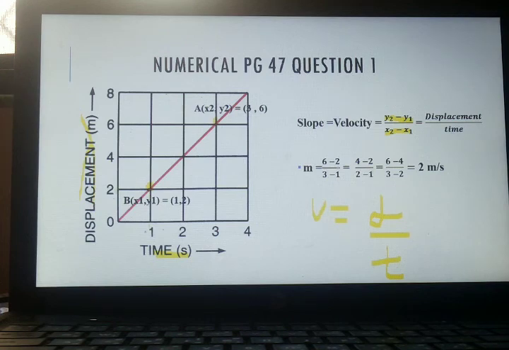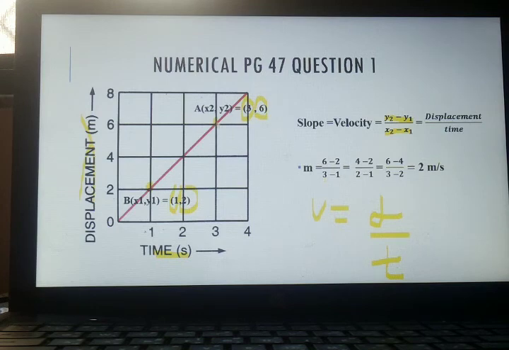Slope can be denoted as m as well. So the formula is y2 minus y1. Here y2 is 6 and y1 is 2, so 6 minus 2. Similarly x2 minus x1: x2 is 3 and x1 is 1, so 3 minus 1. 6 minus 2 upon 3 minus 1 is equal to 2 meter per second.